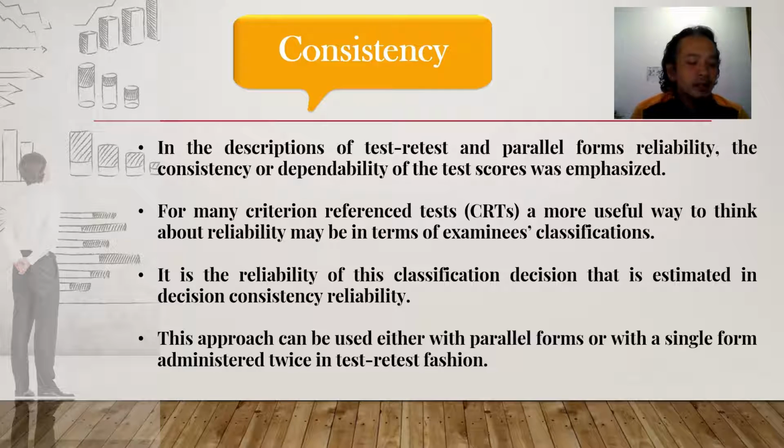If an examinee is classified as a master on both test administrations, or as a non-master on both occasions, the test is producing consistent decisions. The approach can be used either with parallel forms or with a single form administered twice in the retest fashion. Now we go to the next slide.